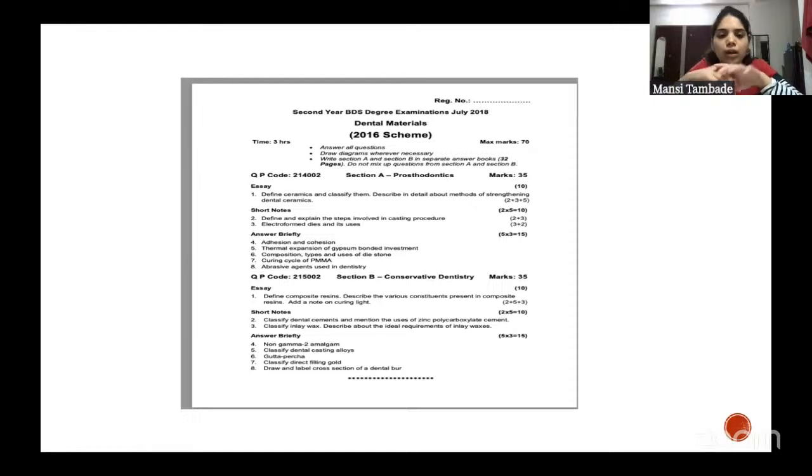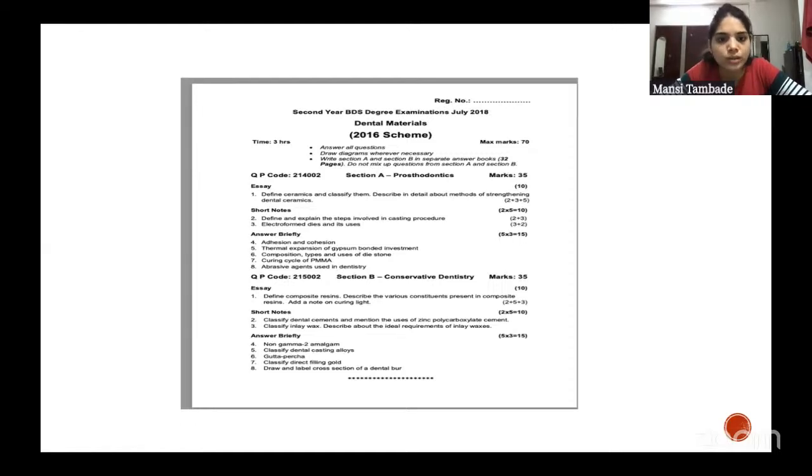We can place that crown again on the cast we have taken from the patient's impression. We can see if it's sitting properly and if all of the dimensions are recorded properly. Then if that is good, we can place it in the patient's mouth with the help of cement or any other material we use to cement the crown. So this is how the whole casting procedure is done.